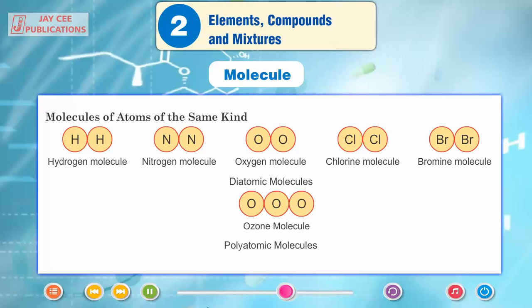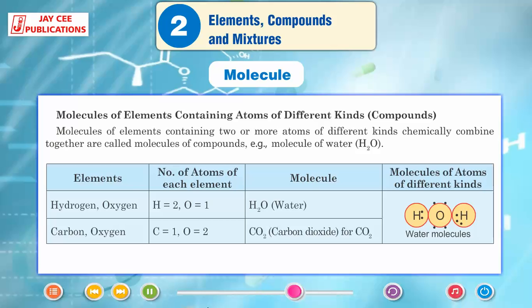Molecules of atoms of the same kind: H2 hydrogen molecule, N2 nitrogen molecule, O2 oxygen molecule, Cl2 chlorine molecule, Br2 bromine molecule. Diatomic molecules. O3 ozone molecule. Polyatomic molecules. Molecules of elements containing atoms of different kinds, or compounds. Molecules containing two or more atoms of different kinds chemically combined together are called molecules of compounds.